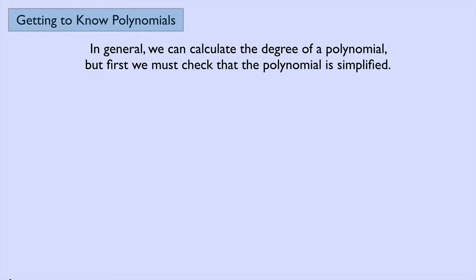Okay, so that was great for monomials. What about polynomials? Well, in general, we can calculate the degree of a polynomial, but first we have to make sure that the polynomial is simplified. So here's a polynomial that is not simplified. It's not simplified because there are some things that we can combine here. There are some like terms we can combine.